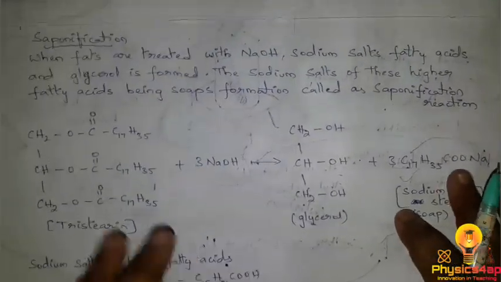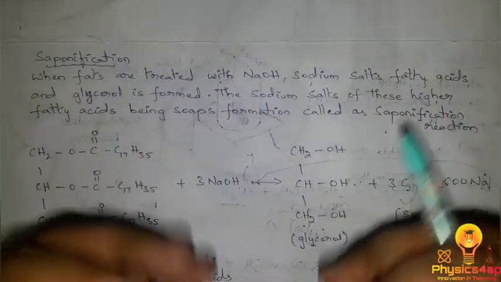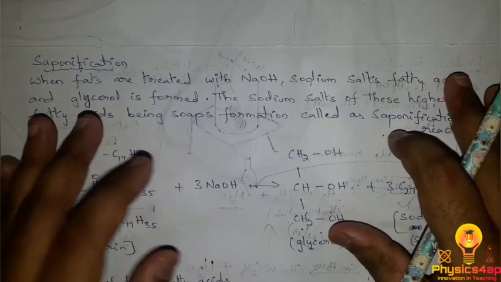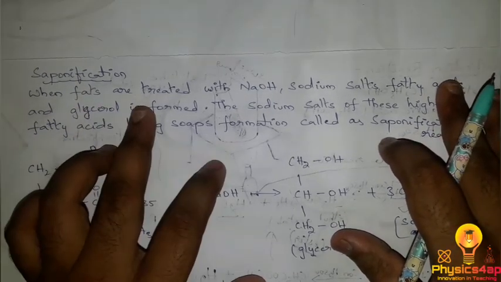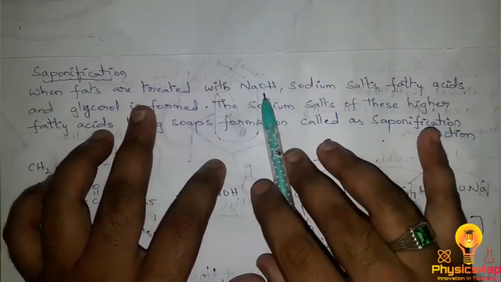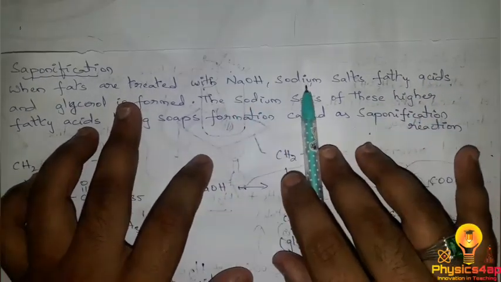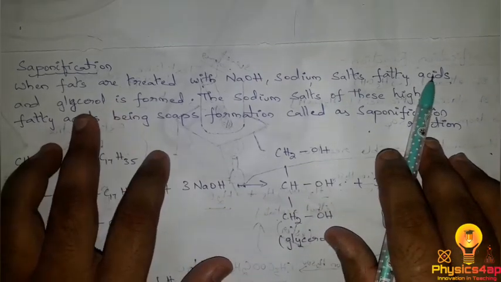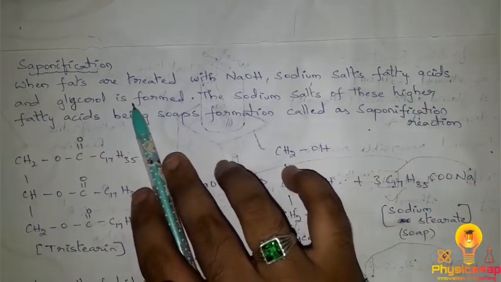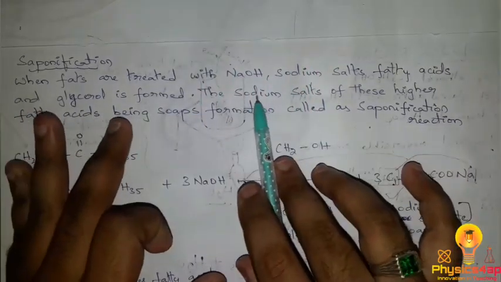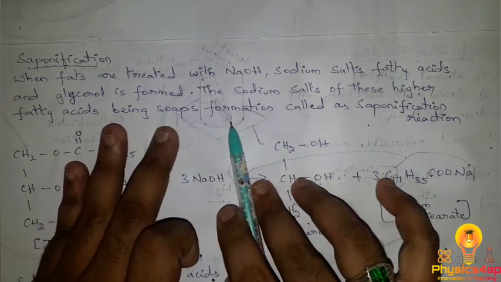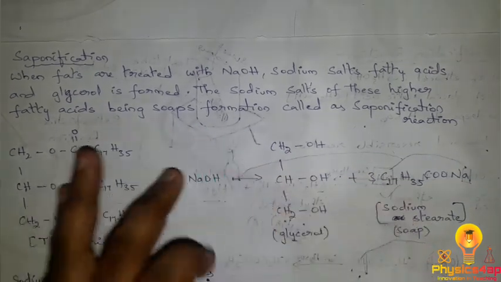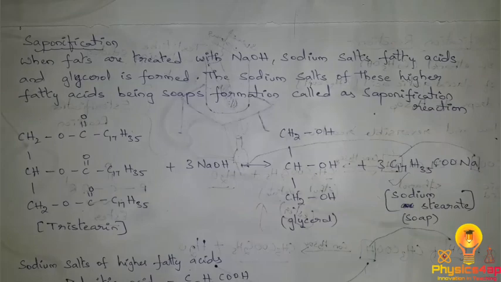Next, move on to another one, called the saponification reaction, which is the process of making soaps. Saponification is when fats are treated with sodium hydroxide, and we get the sodium salts of fatty acids as well as glycerol. The sodium salts of these fatty acids are nothing but the soap, and this is called the saponification reaction.